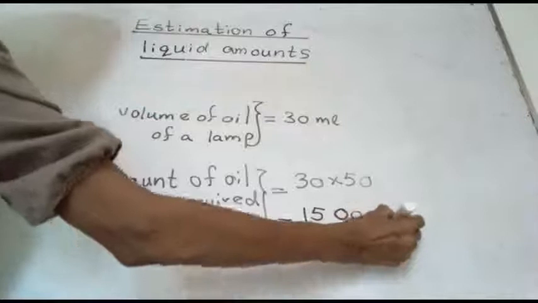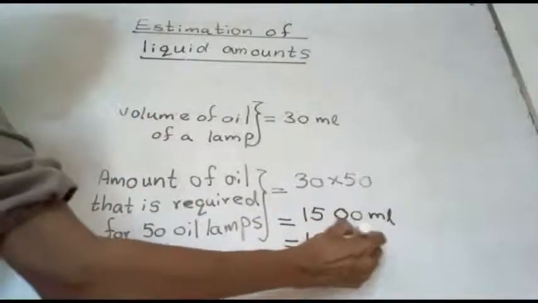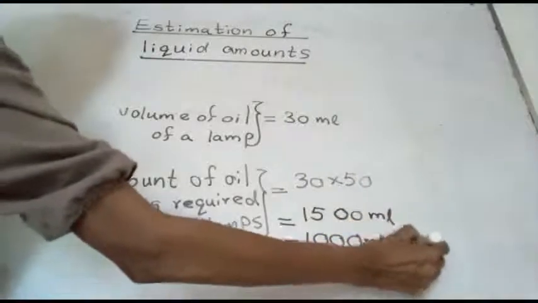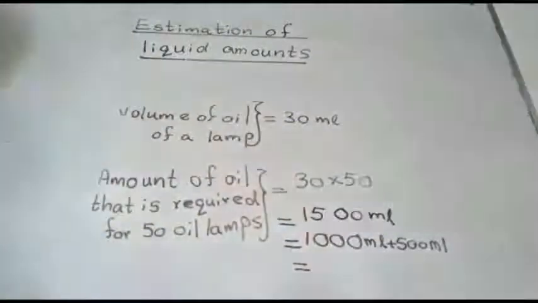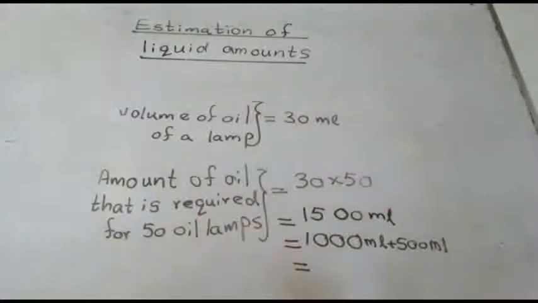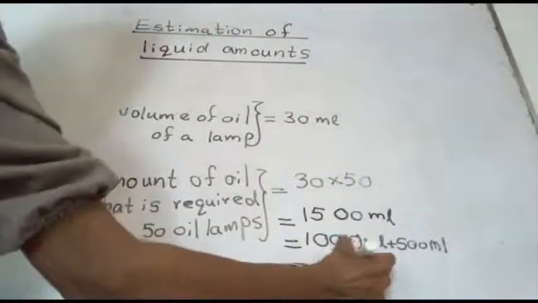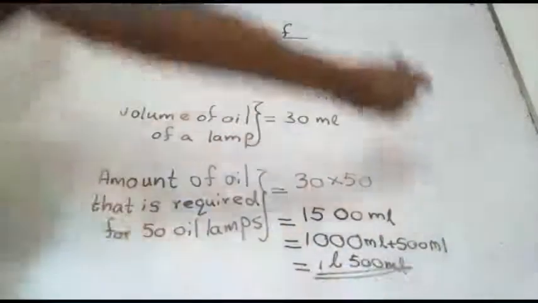1500 milliliters. It is equal to 1000 milliliters plus 500 milliliters. The question is: estimate the amount of oil that is required for 50 oil lamps in terms of liters and milliliters. 1 liter and 500 milliliters is the answer.